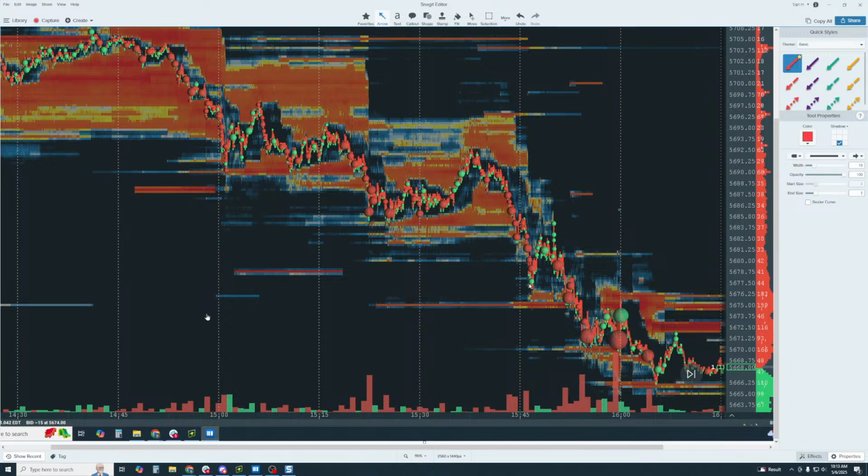Here's our push, and here's our pullback here. Okay, right to that area right there. And that's on low volume again. So you can see once you catch these trends in here, you can really ride these.